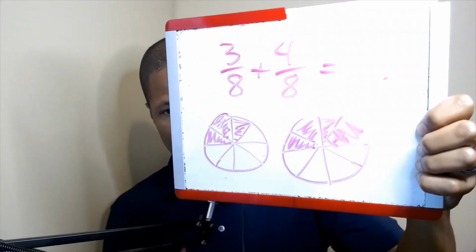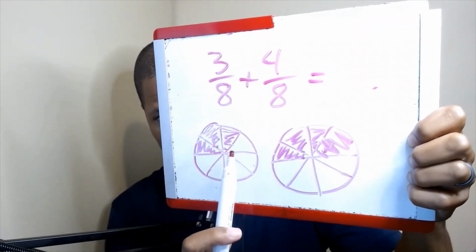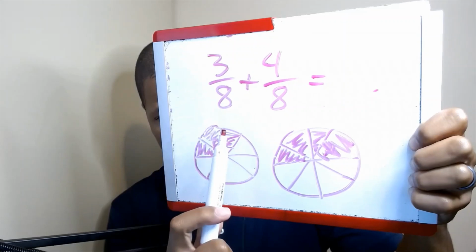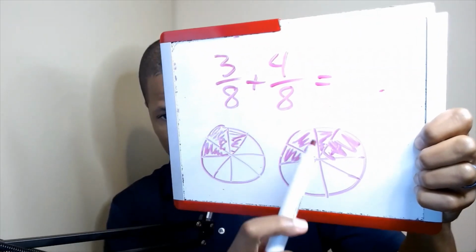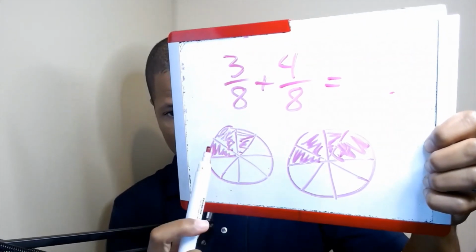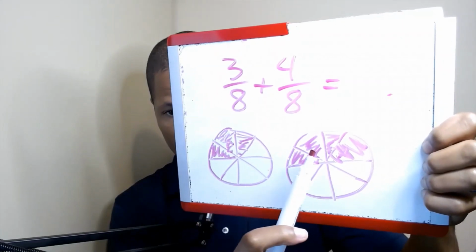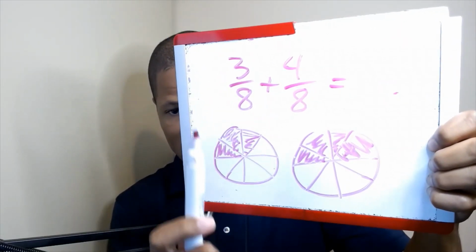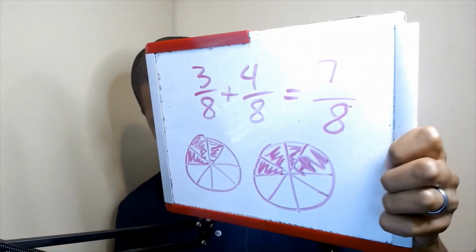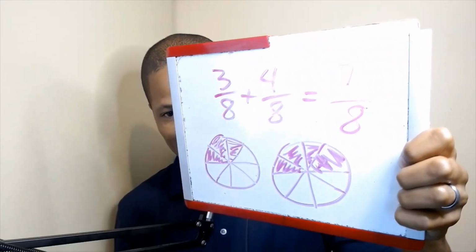So you can clearly see if I have 3 out of an 8 slice pizza, which is what 3 out of 8 really means. It means I have 3 slices out of an 8 slice pizza, and I add 4 slices out of an 8 slice pizza. I have to add up all the slices that are shaded to figure out how much I have. So 3 plus another 4 would give me a total of, you guessed it, 7 slices. So I would say my answer is 7 out of the 8 slice pizza that we're talking about. We have 7 1/8 slice pizzas together, right?